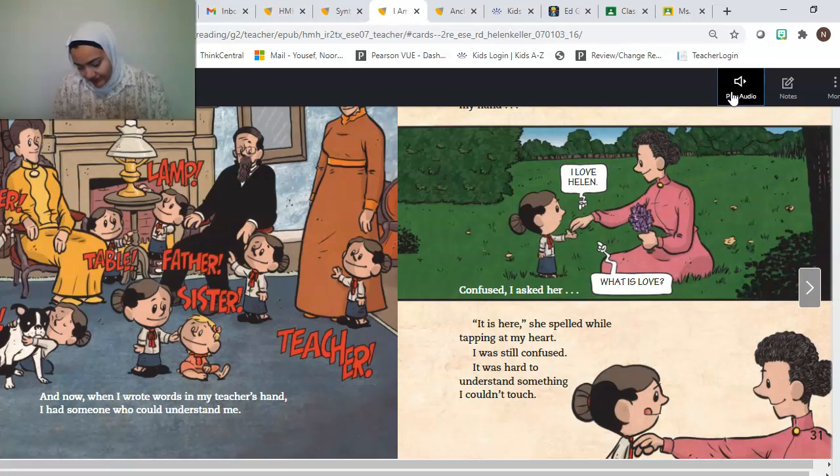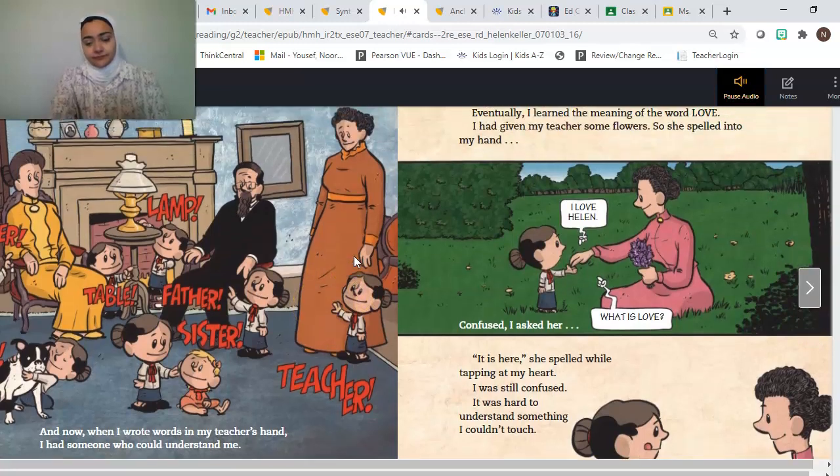What has Helen learned? She's learned that everything has a name, and this is important because now she can communicate with her teacher by writing words in her hand. This will change Helen's life. I feel like she'll feel less alone. She'll be less frustrated because she can finally communicate with people. When you're learning something new, it's often hard.